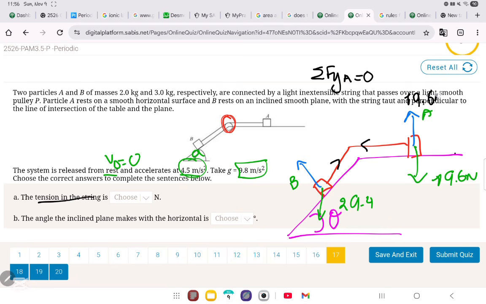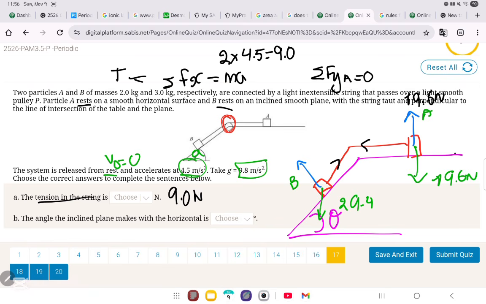Now we move on to the tension. We know that particle A rests, but particle B also rests. Now, this tension in A, there's no other force opposing it, right? So directly we can say that the tension is sigma Fx. It's the only force. Now, this force, since no other force is acting on it, it's going to be equal to ma. So it's going to be the mass of A, which is 2, times the acceleration, which they gave us to be 4.5 meters per second squared. So the tension in the string is 9.0 newtons.